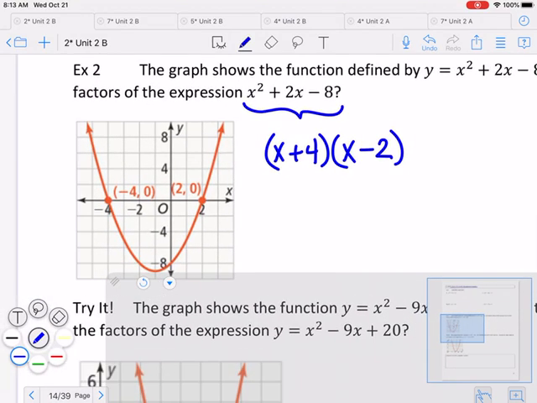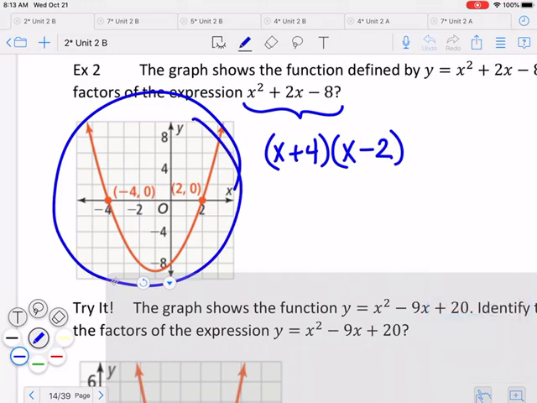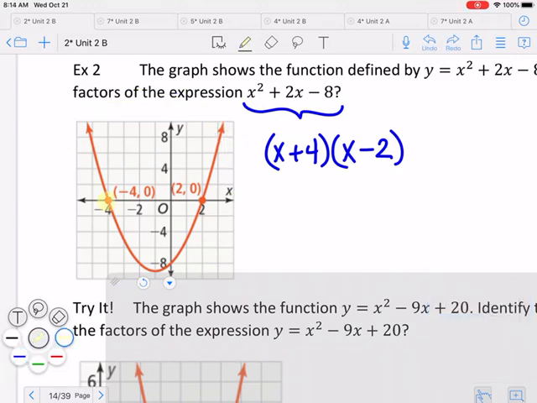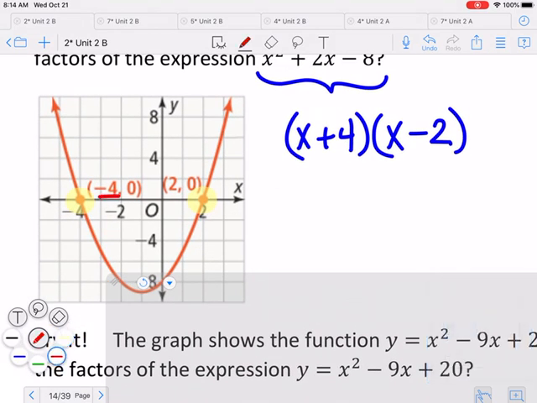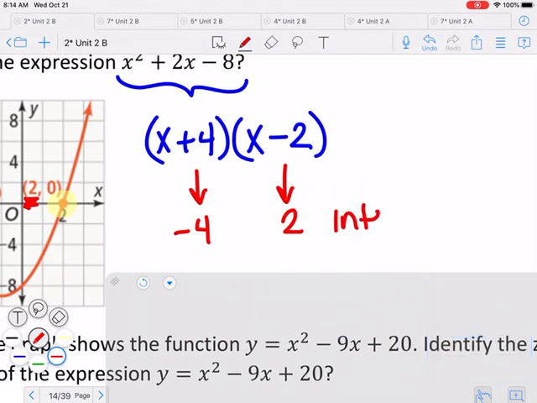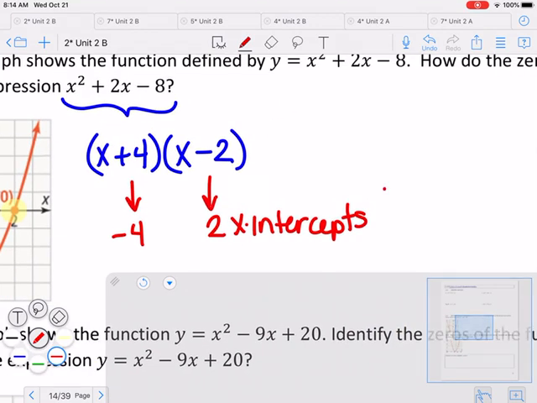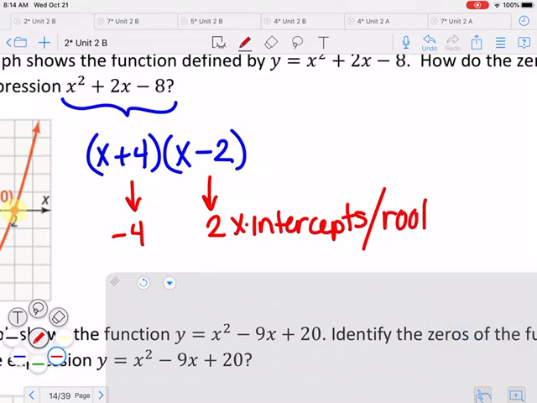Well, look, they gave us the graph of this parabola. Look at where the x-intercepts are. They're at negative 4 and positive 2. So negative 4 and positive 2 are the intercepts. So notice they're the same, the x-intercepts to be precise. And by the way, they're called x-intercepts. Sometimes they're called roots, and sometimes they're called zeros.